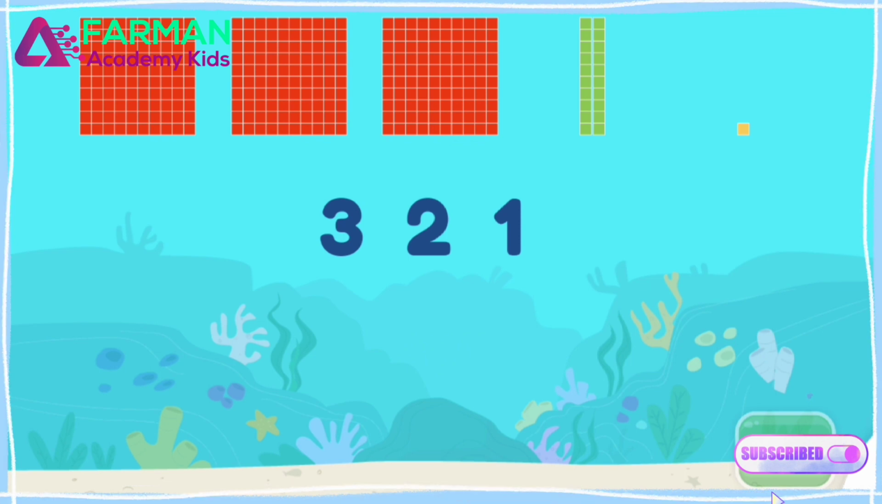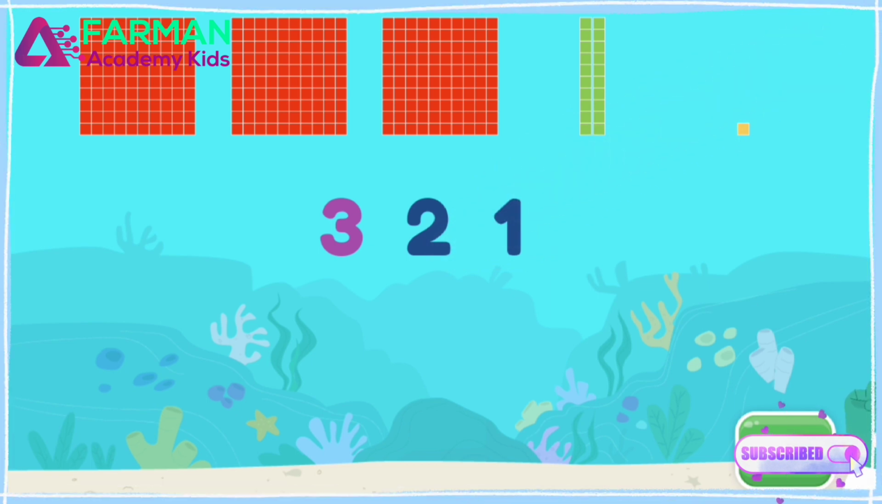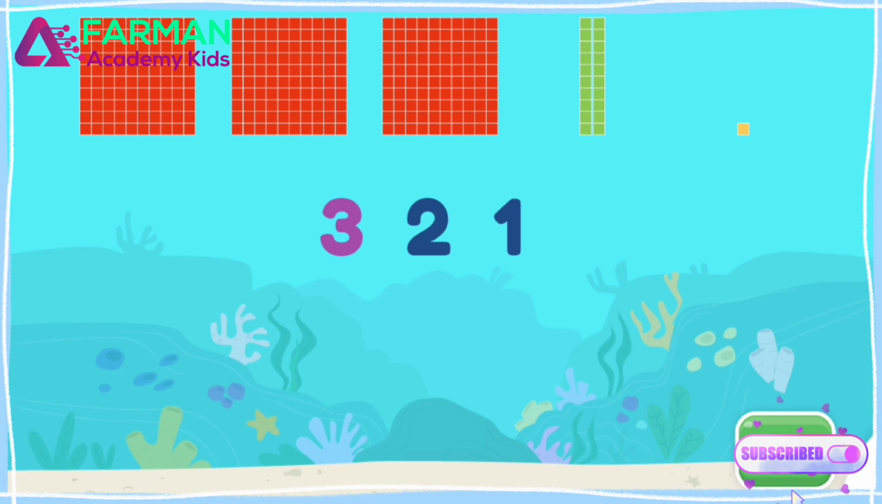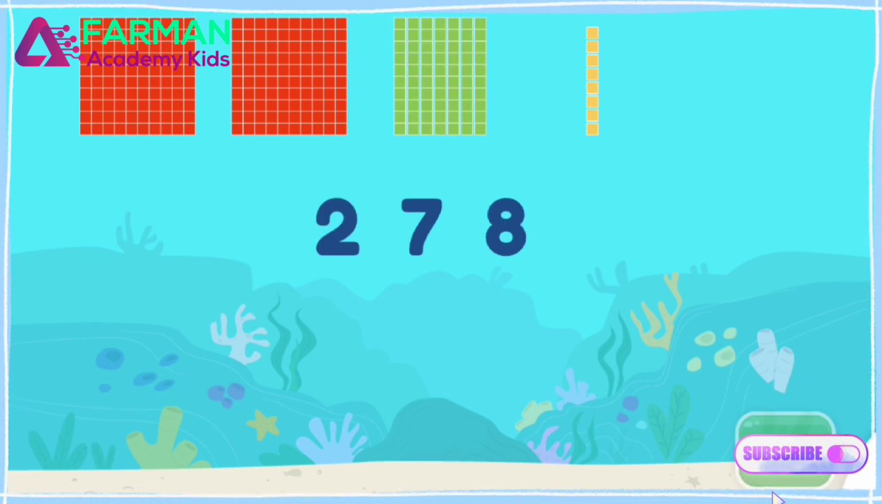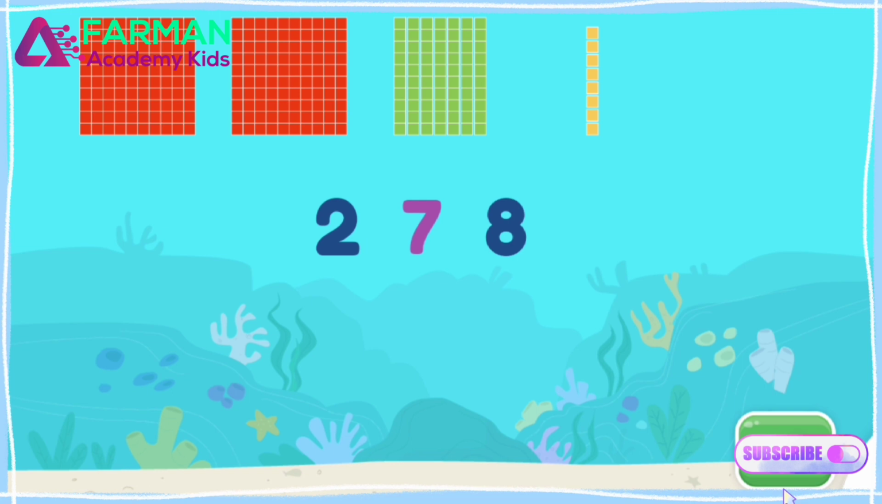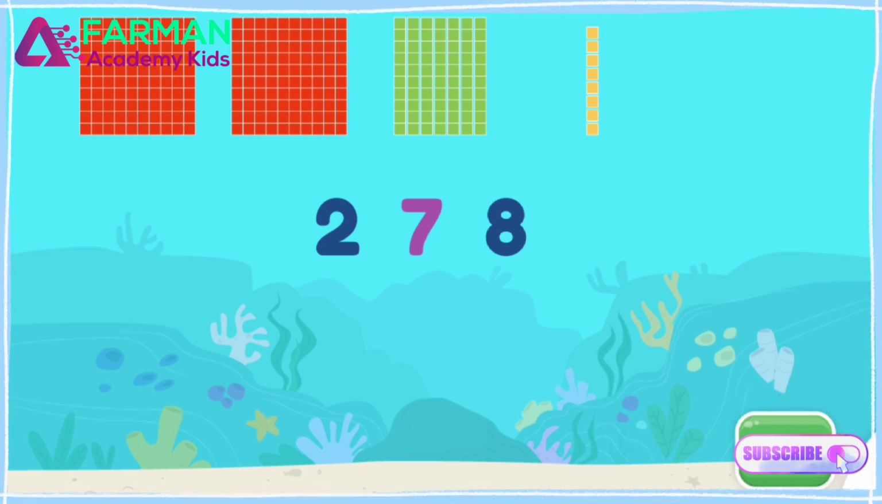Tap the digit in the number that is in the hundreds place. 3. Super! The number in the hundreds place tells us how many hundreds there are. There are 3 hundreds in the number 321. Tap the digit in the number that is in the tens place. 7. Woohoo! There are 7 tens in the number 278.